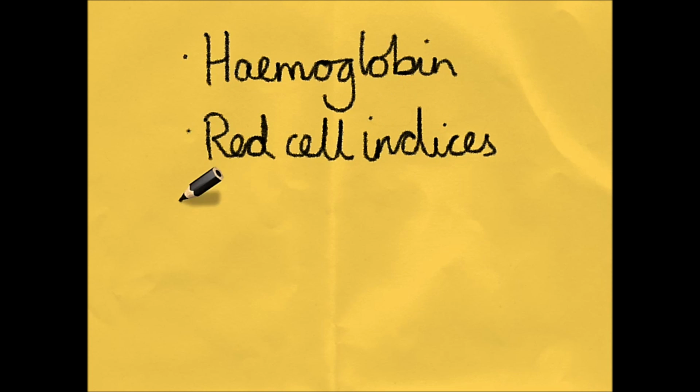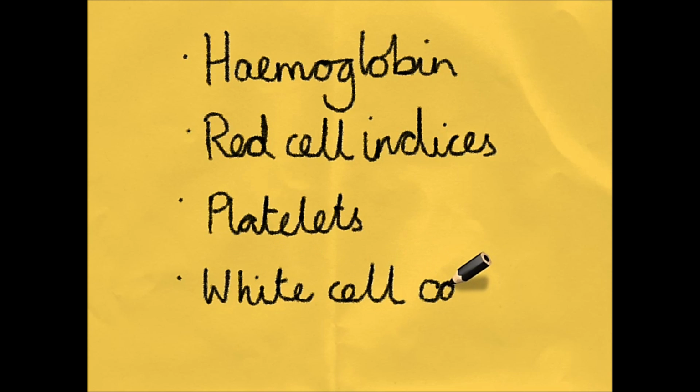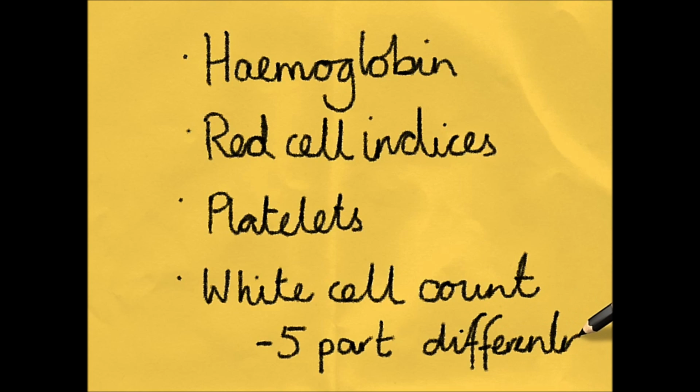Well, the analysis provides us with information on the haemoglobin concentration within the blood, and about the red cells themselves, including the size, number, and the amount of haemoglobin in each cell. We get information on the number of platelets and information about the size distribution of platelets. And finally, we get the total white blood count, and analysers are also able to give us the numbers of neutrophils, eosinophils, monocytes, lymphocytes, and basophils. And this is known as the 5-part differential count.